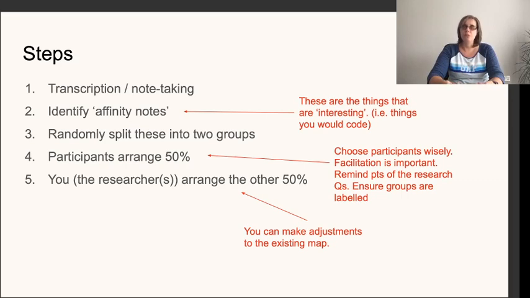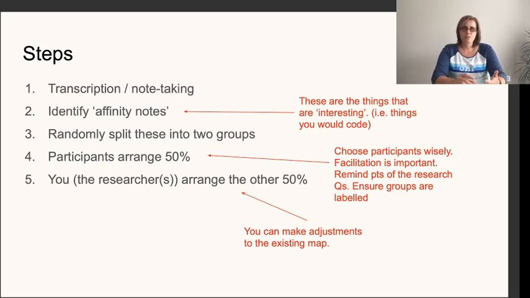And then you randomly split all of these extracts into two groups. You get a bunch of participants who will arrange 50% of them into a map, and then I have me, the researcher, and my team, we'll arrange the other 50%. I prefer it when I have a team, just because of that group subjectivity dynamic.